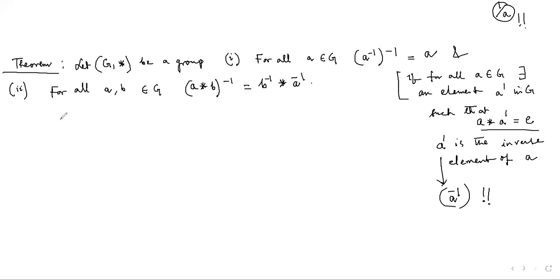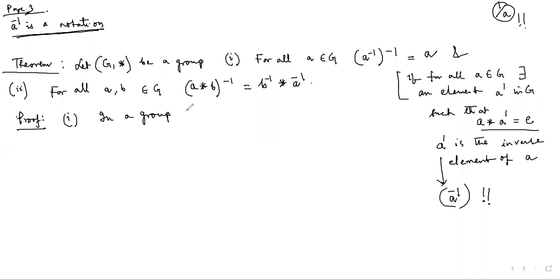So I'm going to prove these two theorems right now. Remember, I'm writing it over here. This is page number 3, I think. A inverse is a notation only. Okay. So in a group, we know that each element has a unique inverse.